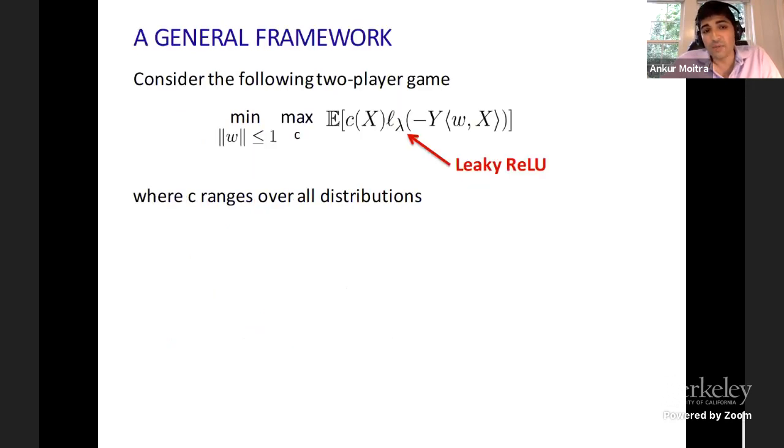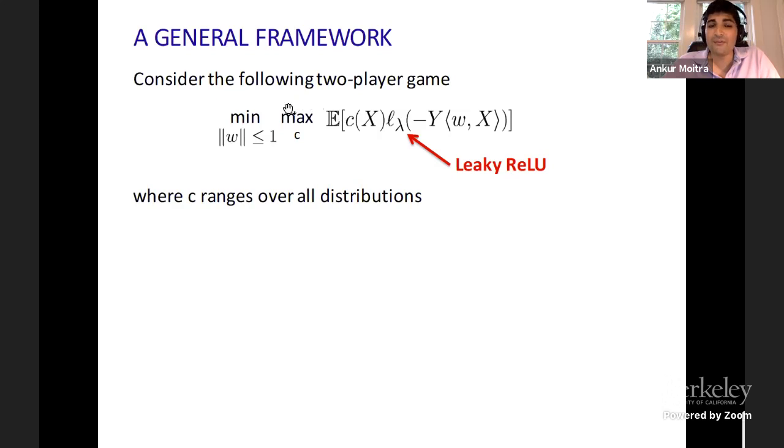So let me start from a two-player game that's not actually going to work, but it's the conceptually right place to start. So I'm going to create a very, very complicated two-player game. There'll be two players. One player, the min player, is looking for a direction W. Remember that the direction W represents the hypothesis we want to learn. That's why we take the inner product between W and X, multiply by minus Y, and plug that all into the leaky ReLU.